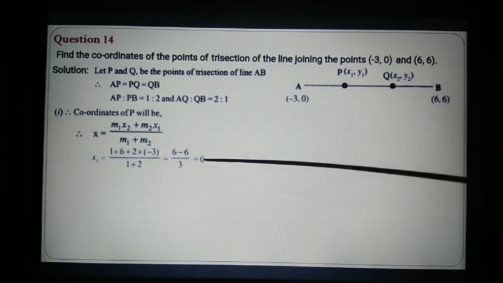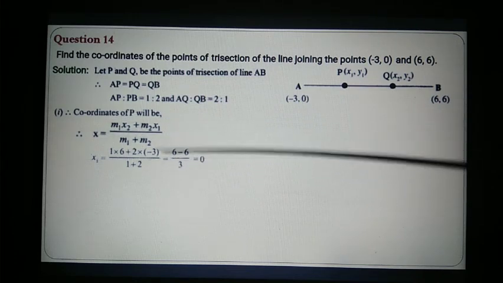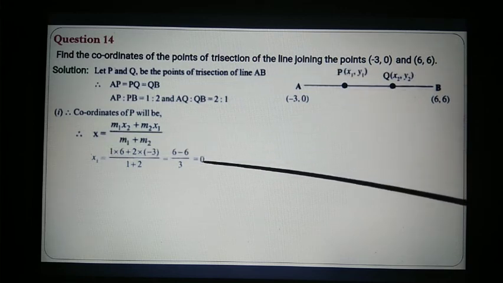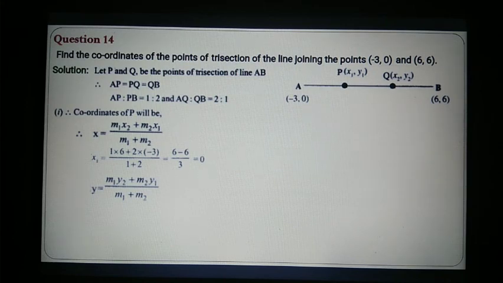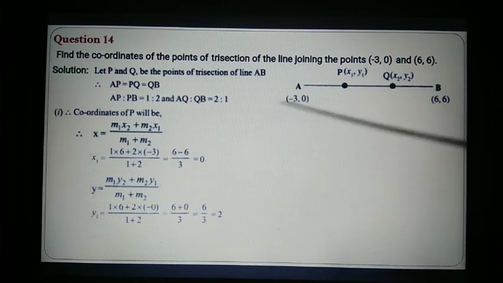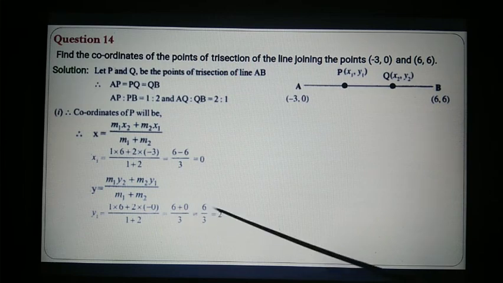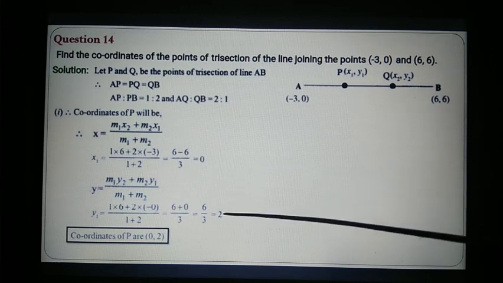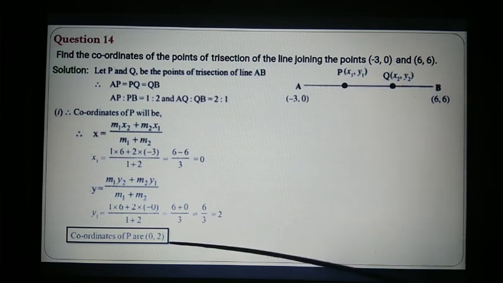Simplify this, you will get 0. That's why x1 equals 0. Similarly, we'll calculate y1. y2 is 6 and y1 is 0. Simplify this, you'll get 2. So we got the coordinate of P. X1 is 0 and y1 is 2, so the coordinate will be (0, 2).